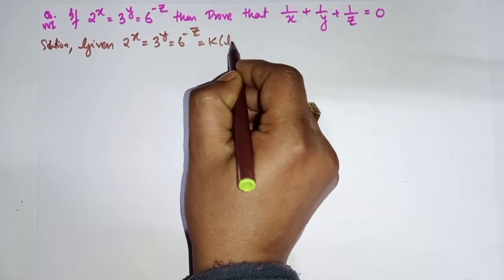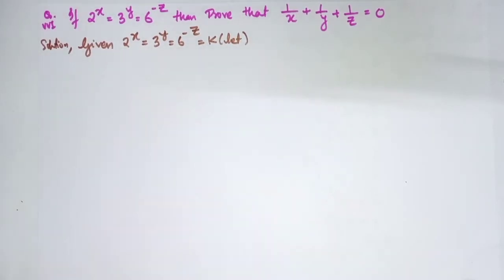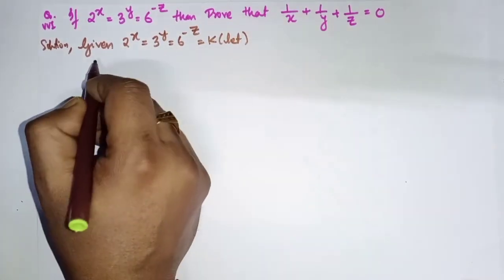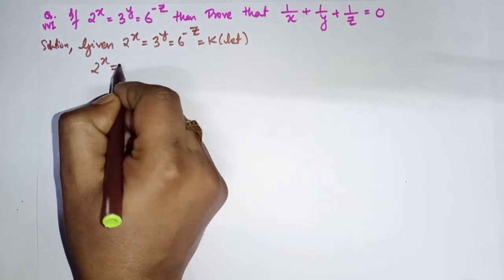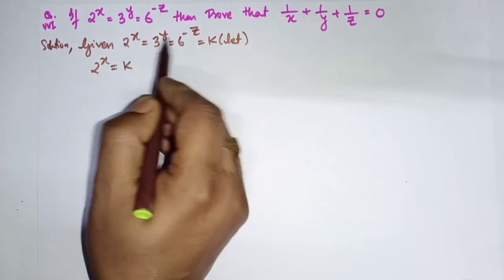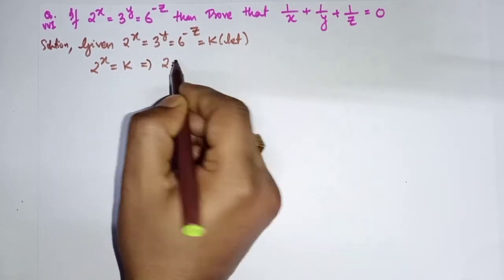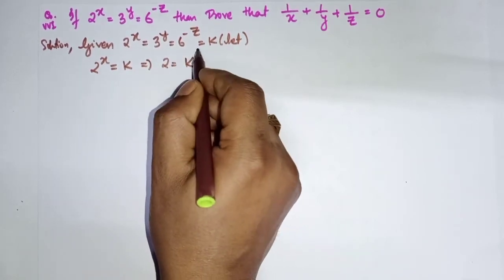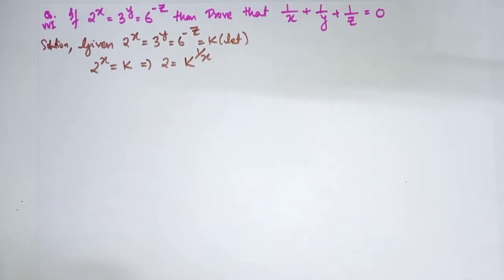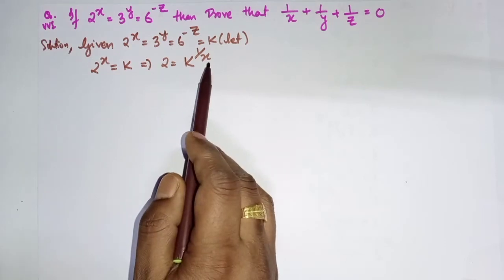So this will be my left, and k I am taking as this. What can I write? That means 2 to the power x equals k. Can I write like this? 2 to the power x equals k. This implies I can write 2 is equal to k to the power 1 by x. So I got 2 as k to the power 1 by x.